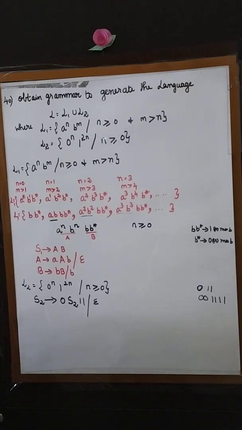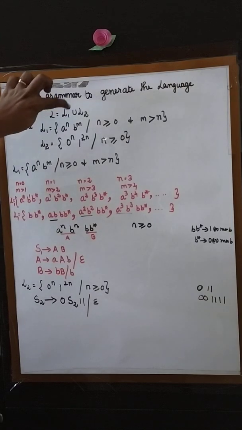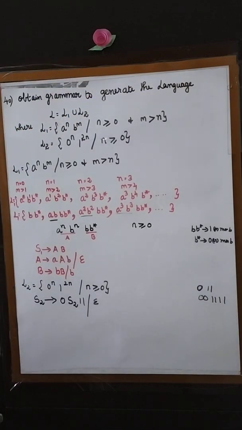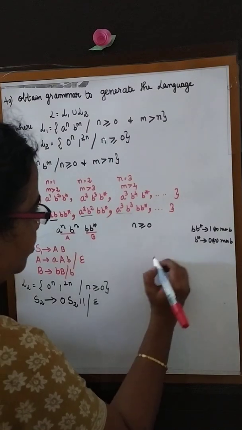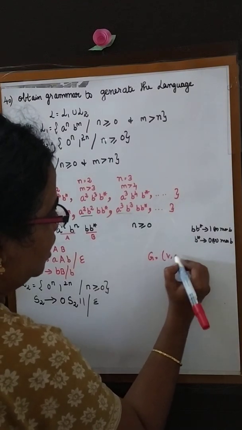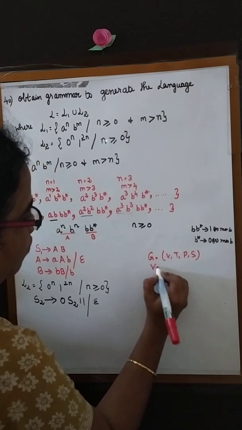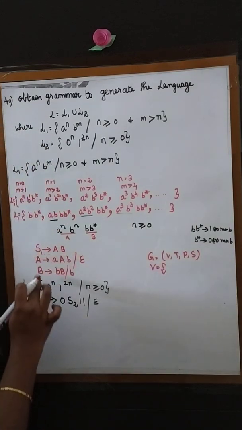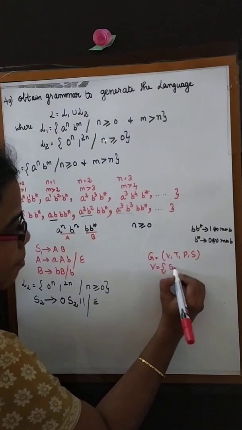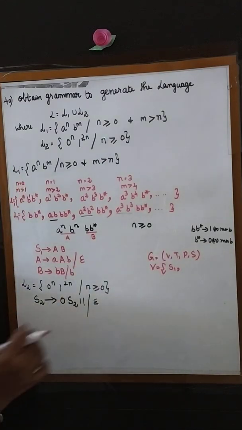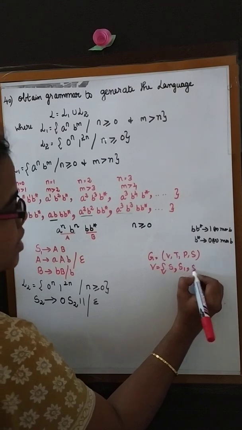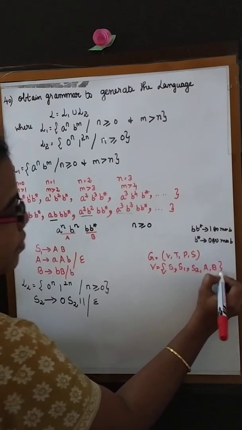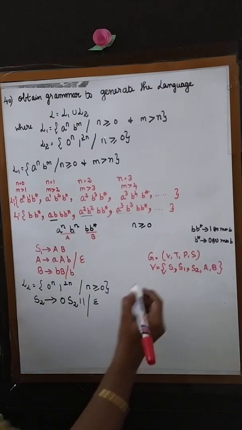So now what is the question? L is equal to L1 union L2, right? Now we'll write the grammar and then we'll see it. So my G will be equal to V comma T comma P comma S. And V, what are the elements I have? S1, S2, A, B. You have to combine it together and then write. S is my start symbol, so you have to write S also: S, S1, S2, next A comma B.